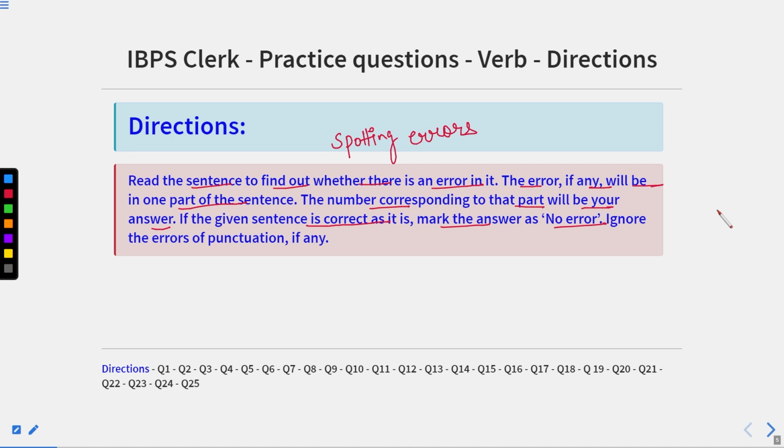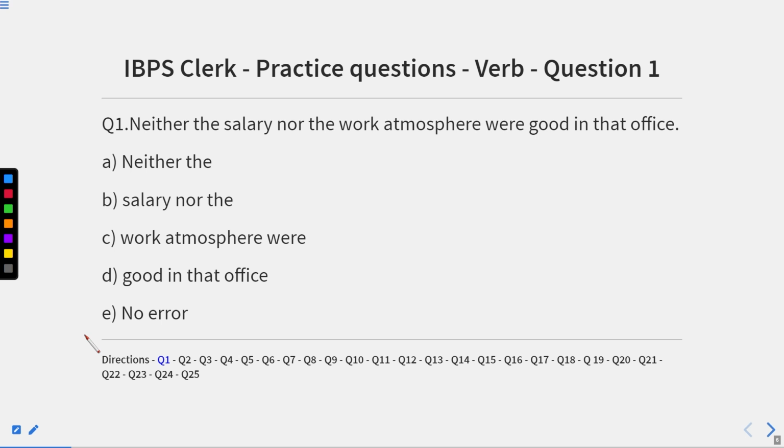One more thing is there, ignore the errors of punctuation. It means we need not find the punctuation errors, the signs, the full stop, or the apostrophe. Those will not matter at all. In fact, we have to find out only the grammatical error in the sentence, especially related to subject verb agreement, because these are specifically subject verb agreement errors. So let's begin the session. Well, we'll discuss the solutions of these questions as well. We will discuss these questions in detail, so we'll get the solutions as well.